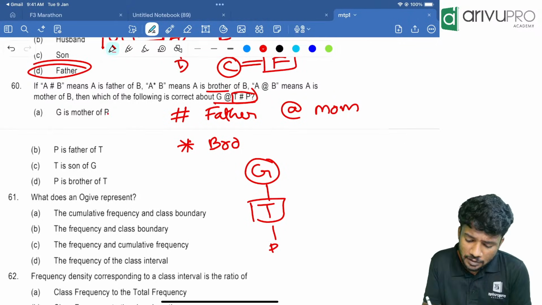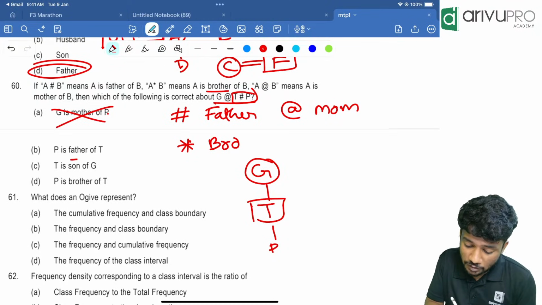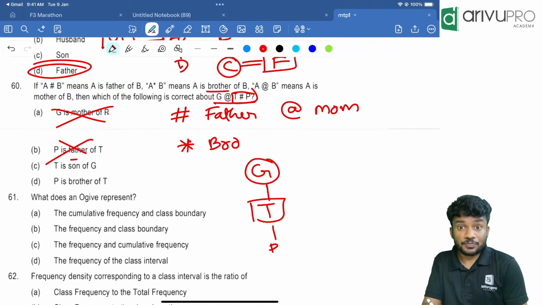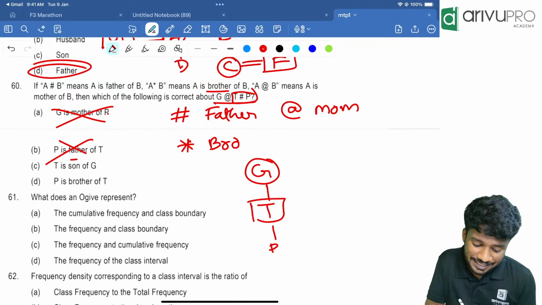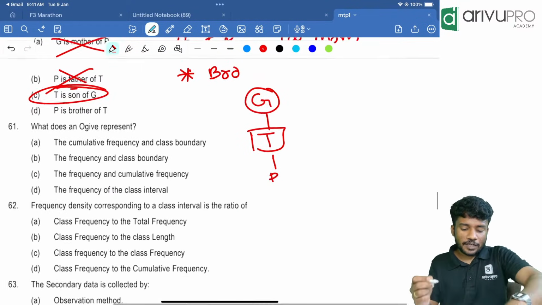The G is the mother of P. G is not the mother. G is the grandmother. Then P is the father of T. No, P is a child. Then T is a son of G. T is the son of G. That is correct.